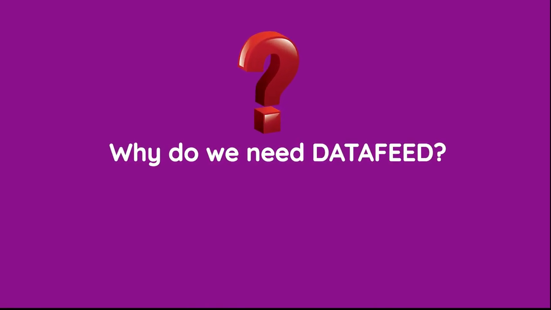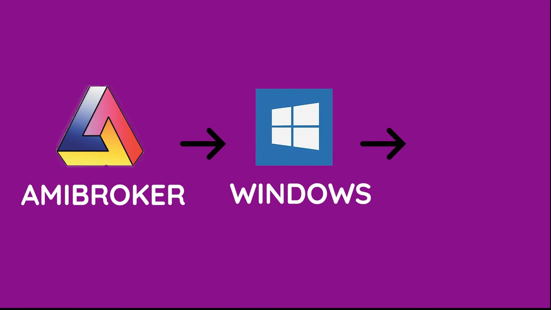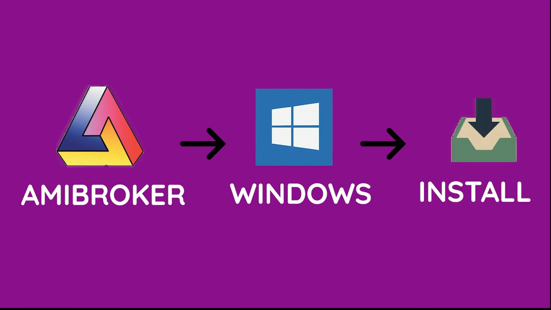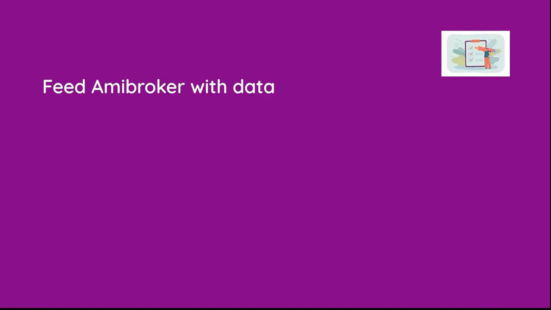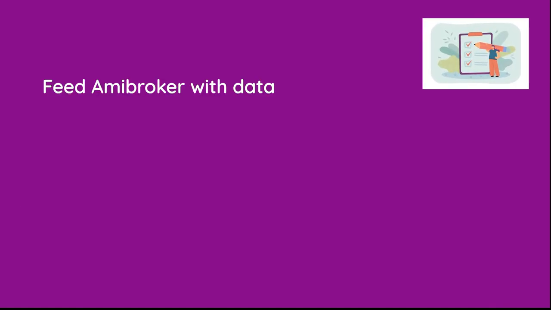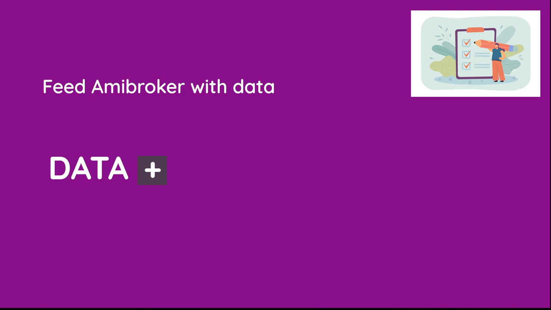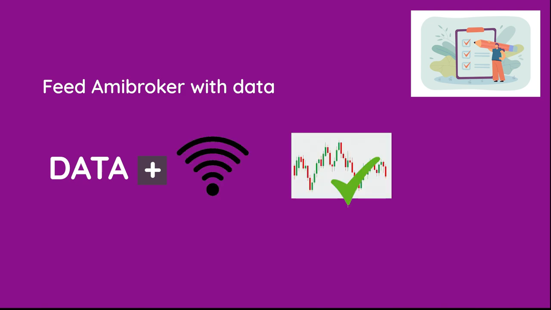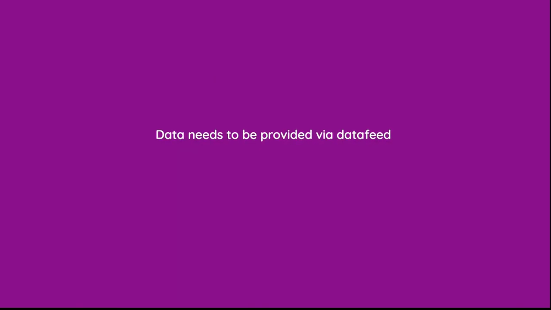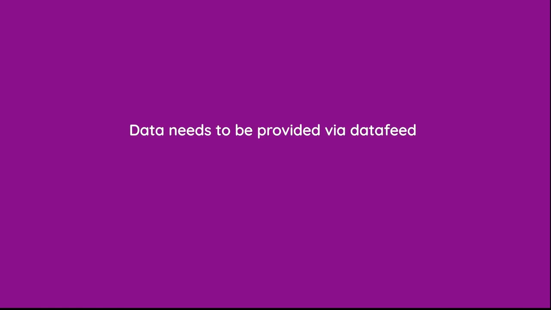Why do we need data feed? Well, as said in the previous lesson, Amibroker is a Windows based OS platform. That means you need to install Amibroker and then you need to feed it with the data. That means if you don't feed Amibroker with a data streaming and an internet connectivity, the charts on Amibroker will not be plotted. You need to provide data via data feed.